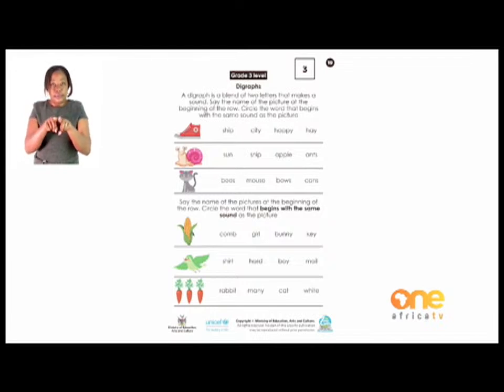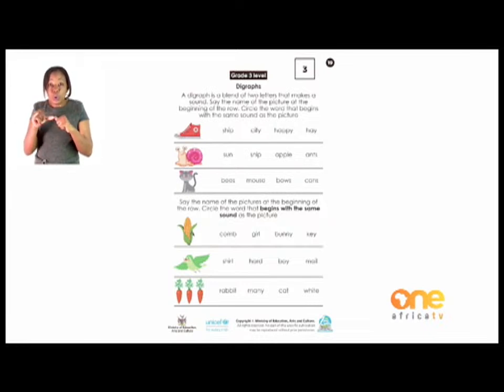Are we together? Okay. Now let's continue to the next exercises on the same page. You say the name of the picture again at the beginning of the row, and then you circle the word that begins with the same sound. The same thing again. What is the name of the first picture that you see? Then you have to know the sound. Which sound does this picture start with? And you circle the word that's having that sound. The second one, what is that picture?